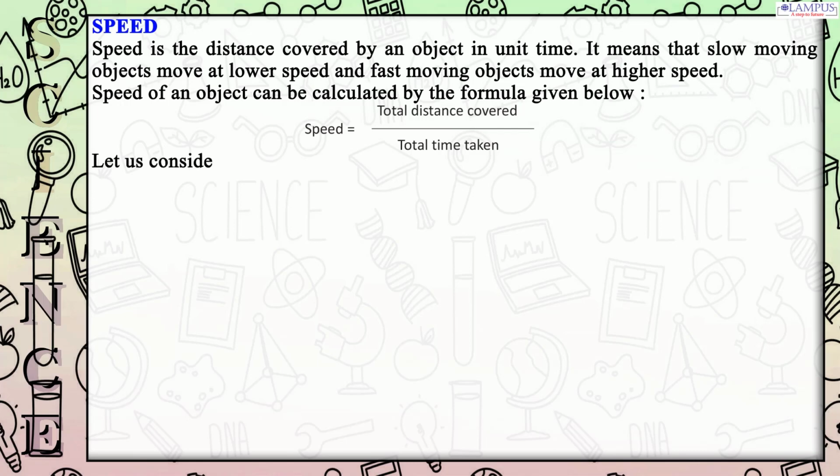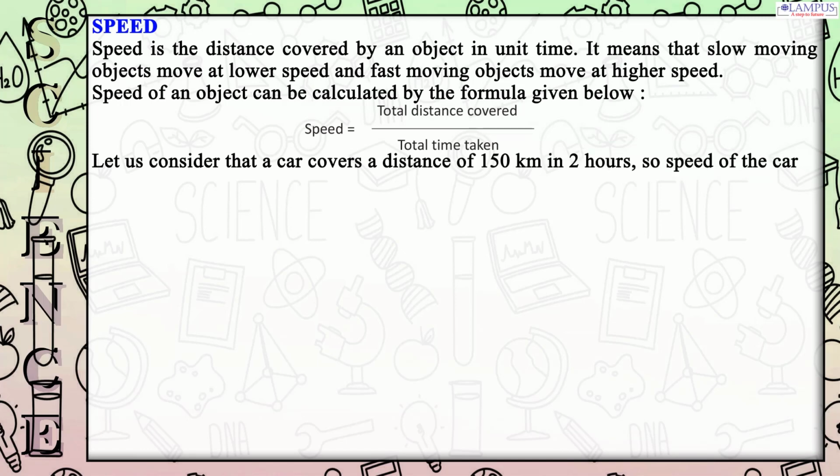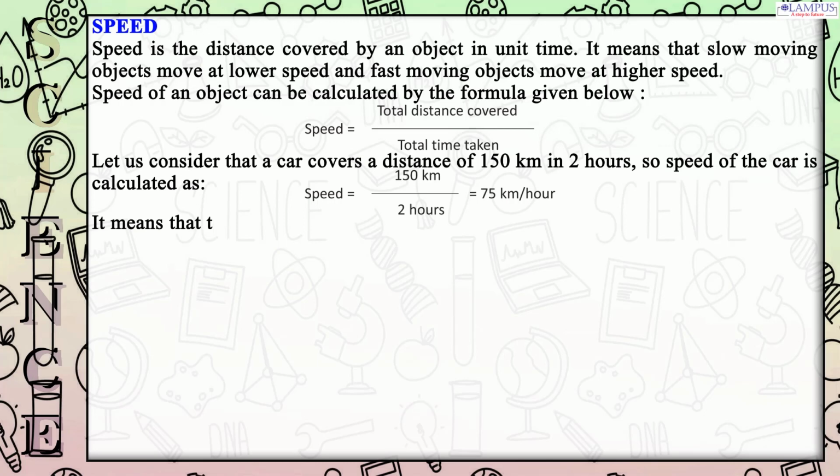Let us consider that a car covers a distance of 150 kilometers in 2 hours. So the speed of the car is calculated as speed equals 150 km divided by 2 hours equals 75 km per hour. It means that the car is moving with the speed of 75 km per hour.